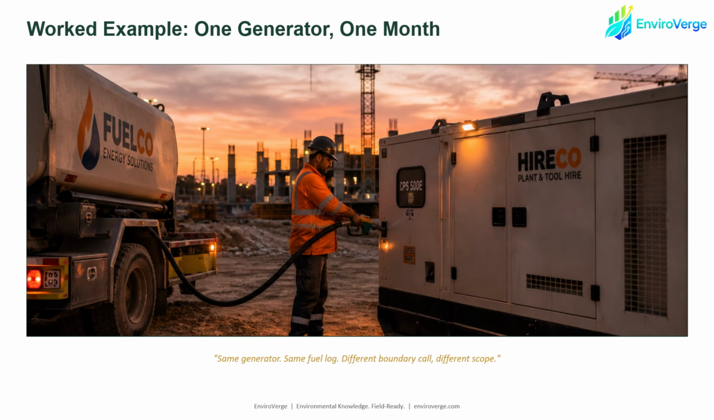Same generator, same fuel log. Different boundary call, different scope. If your company has operational control, it's Scope 1. Count 100%. If you can demonstrate you lack operational control and you've documented it, it may be Scope 3, but you need that documentation. Most of the time, on most construction sites, with a generator your crew operates daily, it's Scope 1. That's the answer to the question we opened with.